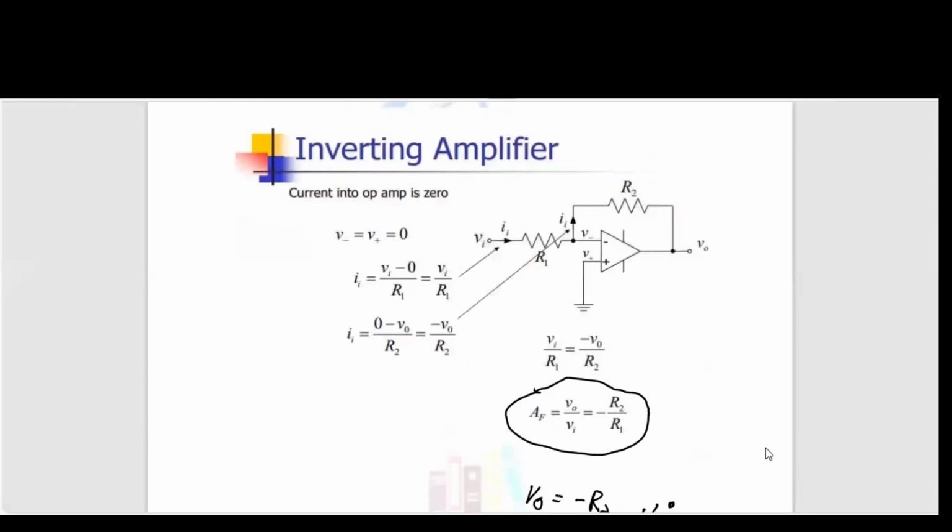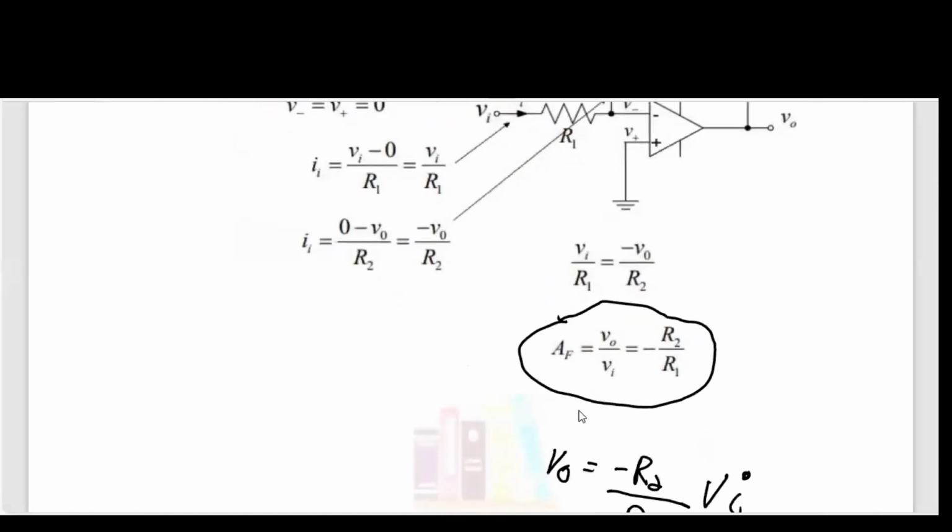The second one is the inverting amp. You don't need to know the proof; you won't really be asked for the proof. What you want to know is this equation.